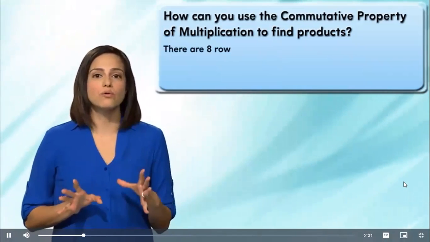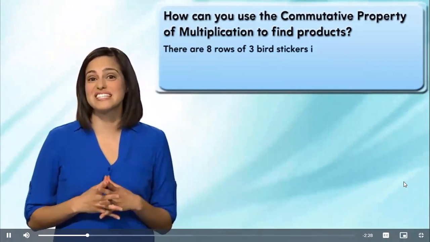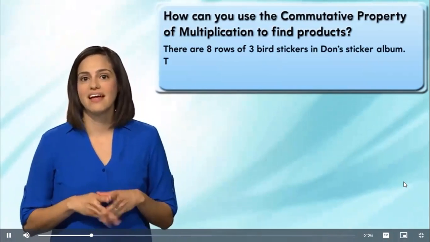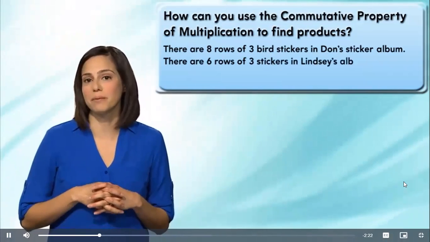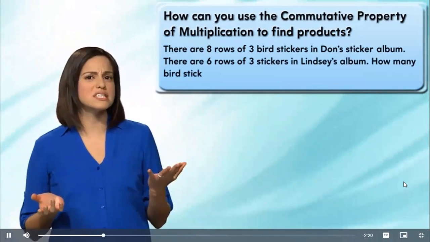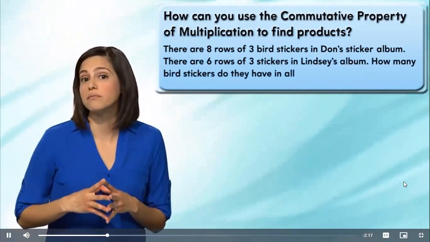There are 8 rows of 3 bird stickers in Dawn's sticker album. There are 6 rows of 3 stickers in Lindsay's album. How many bird stickers do they have in all?